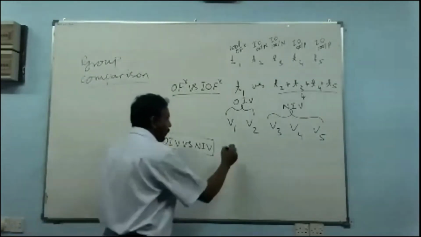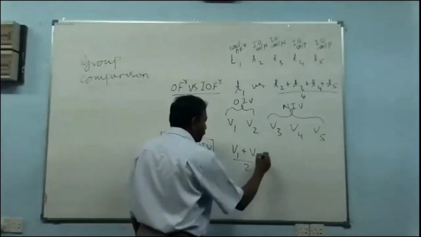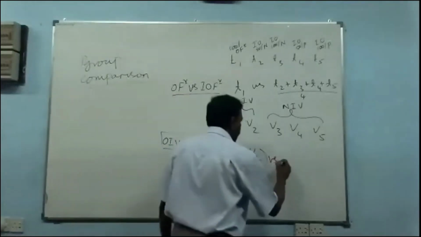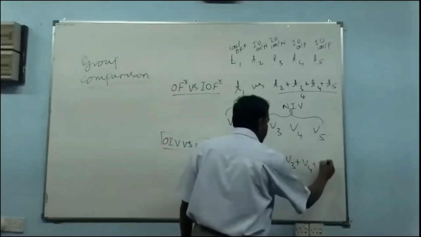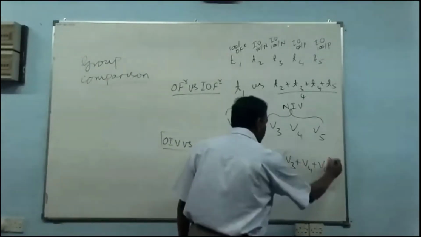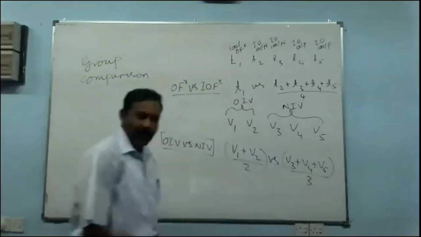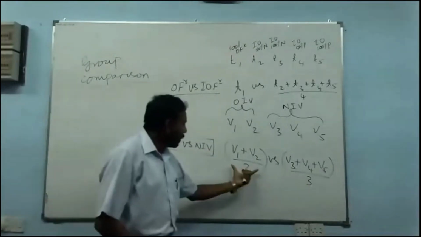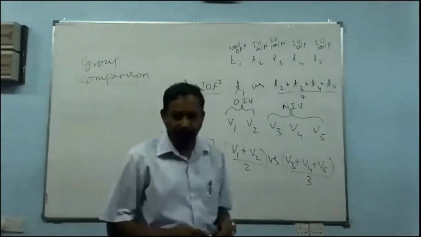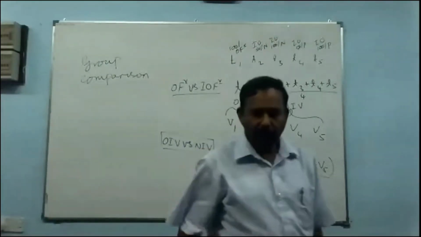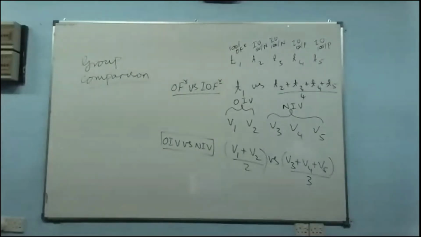So what should I do? The average of old improved variety versus the average of new improved variety. The comparison between the average of old improved variety and new improved variety. So now we are comparing this versus this. It is a group comparison. So this is what we are going to learn today, group comparison. Is it clear?